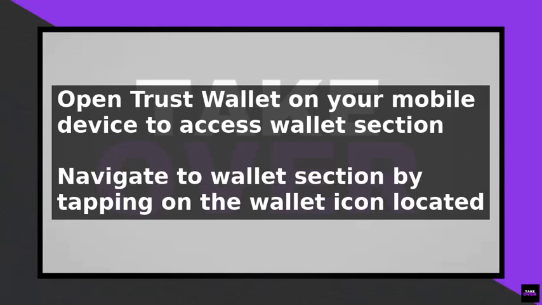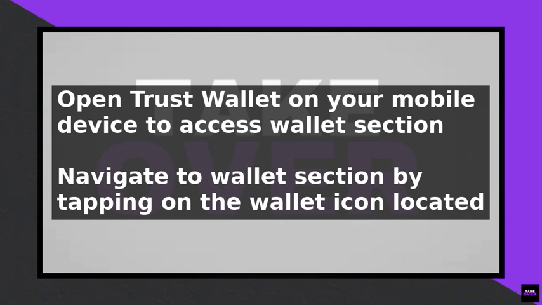To send XRP using Trust Wallet, start by opening the application on your mobile device. Trust Wallet is a popular cryptocurrency wallet that supports a wide range of digital assets, including XRP. Once you have opened the app, navigate to the Wallet section by tapping on the wallet icon, usually located at the bottom of the screen.